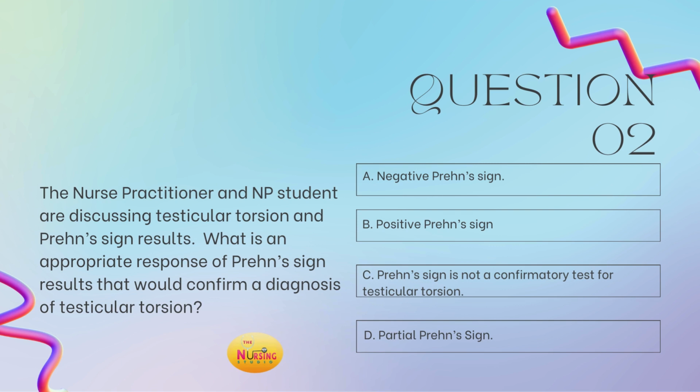All right, question number two for today. The nurse practitioner and NP student are discussing testicular torsion and Prehn sign results. What is an appropriate response to Prehn sign results that would confirm a diagnosis of testicular torsion? A, a negative Prehn sign, B, a positive Prehn sign, C, Prehn sign is not a confirmatory test for testicular torsion, or D, a partial Prehn sign? Take a moment and tell me what you got.